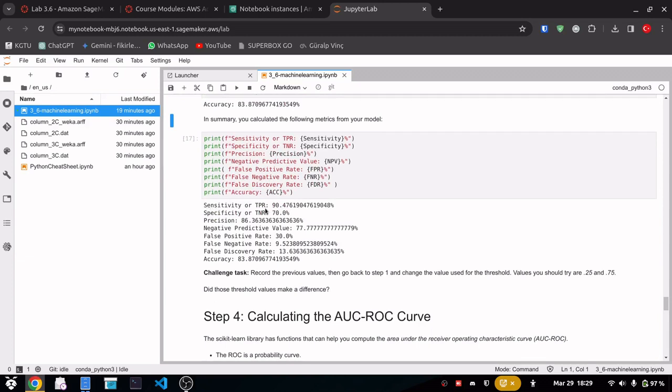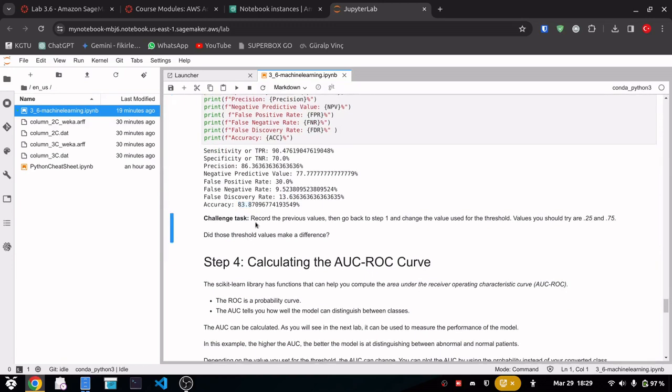We have sensitivity about 90%, specificity at 70%, precision 68%, negative predictive value 77.7%, false positive rate 30%, false negative rate 9.5%, false discovery rate 13%, and accuracy 83.8%.